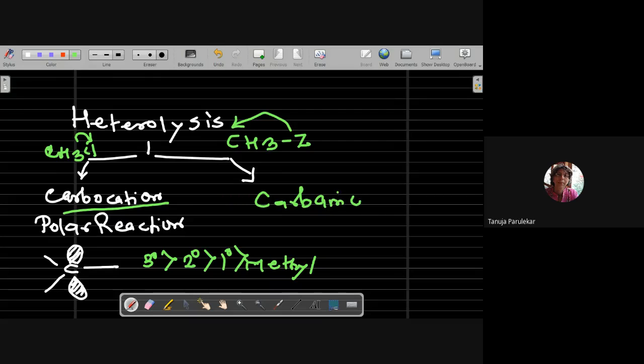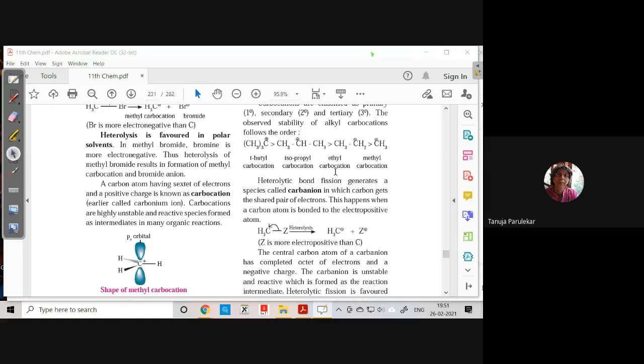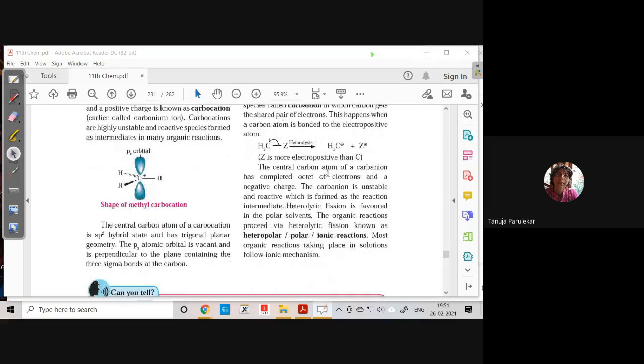Now we have to look at the shape and then its stability. So the entire heterolysis and homolysis gets completed when we discuss the shape and stability. So here you can see that the central carbon atom of carbanion has a complete octet of electrons. So here now you can see, yes, octet of electrons.